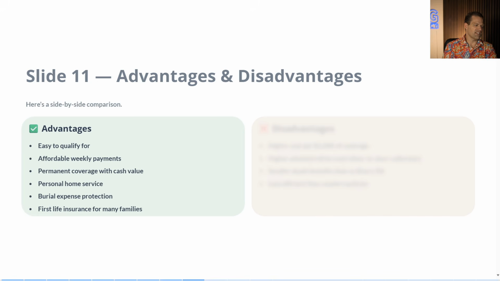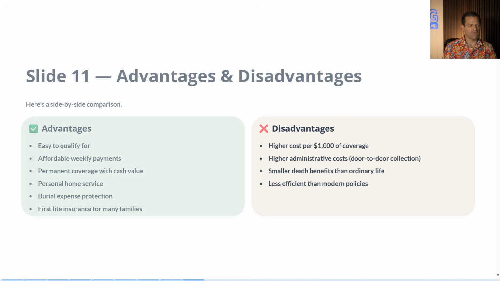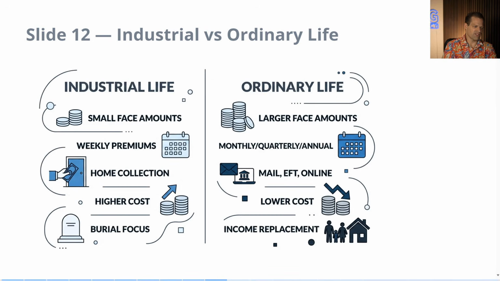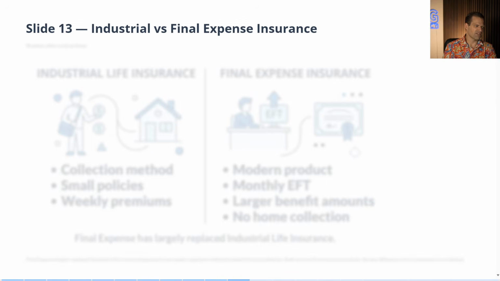So advantages: it's easy to qualify for, permanent coverage, really designed for burial protection, first life insurance plan for many families. It's definitely a higher cost per thousand because there are higher administrative costs, smaller death benefits, and it's less efficient than modern policies to pick up. So that's why you don't see it as often as you do now. This is just a comparison if you want to check out the differences.